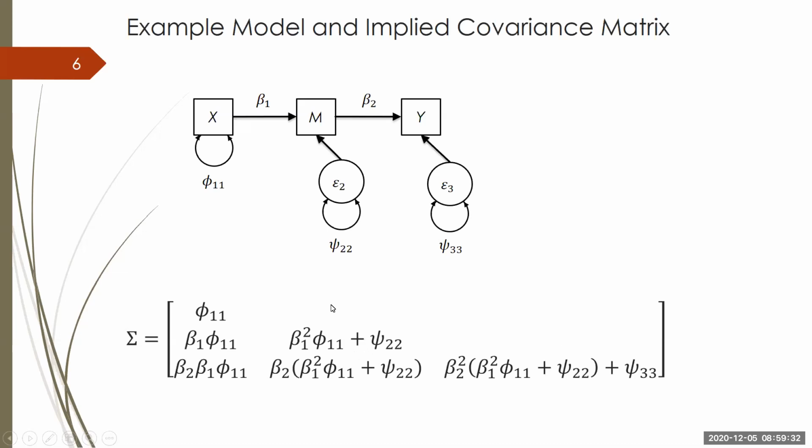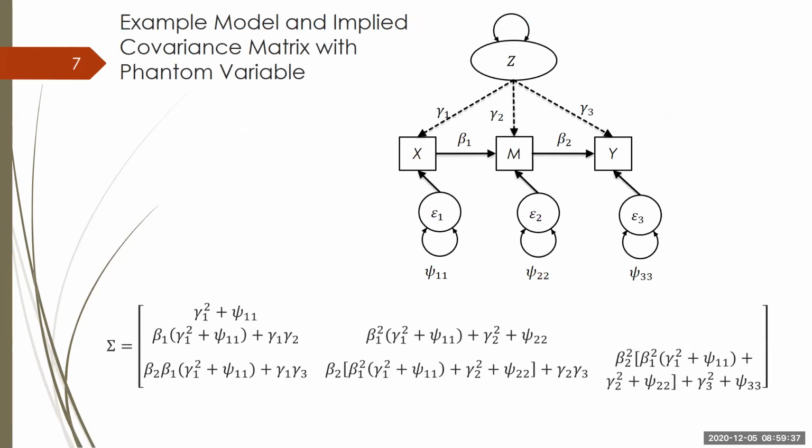Now, let's say there was an omitted confounder. So now here we added z, which is an omitted confounder. Let's say z had a direct effect on x, m, and y. So it's a confounder of the relationship between x and m, confounder of the relationship between x and y, and confounds the relationship between m and y as well. So what would change if that omitted confounder was there?